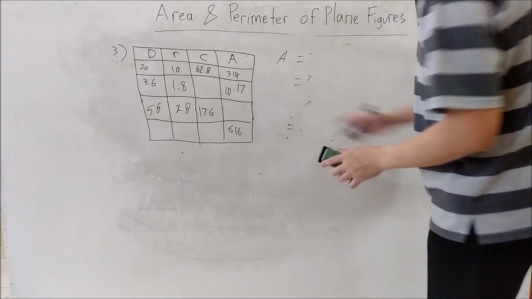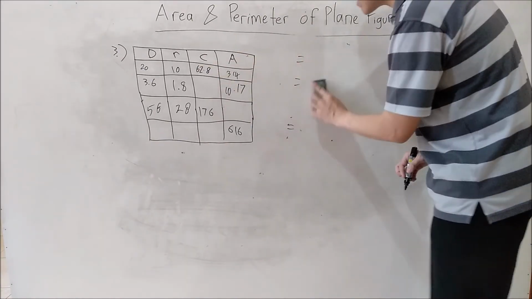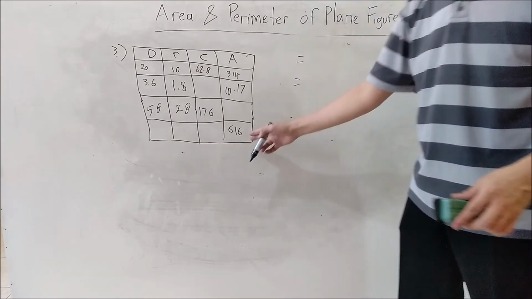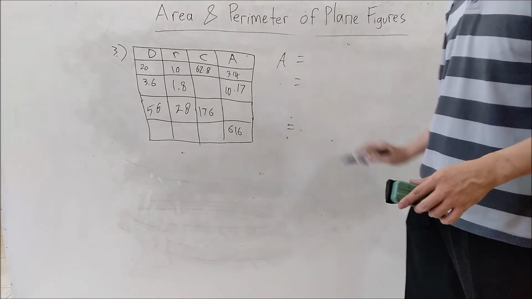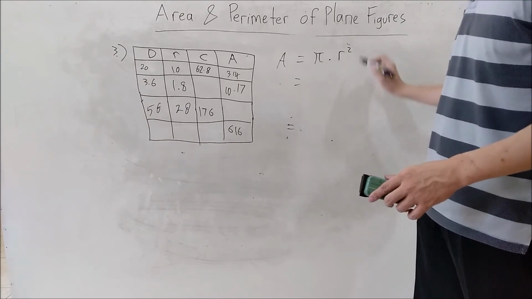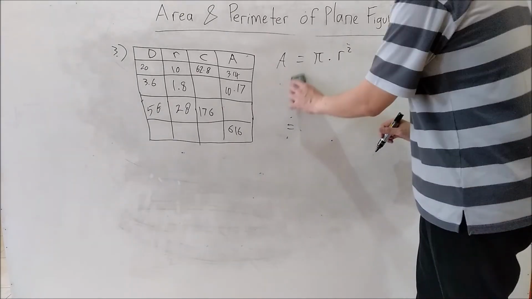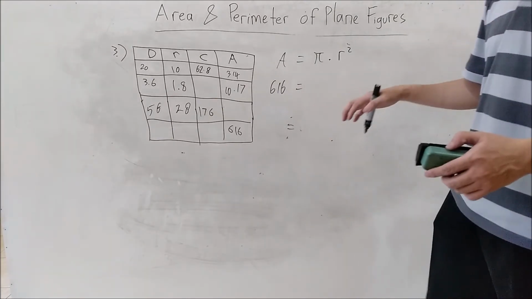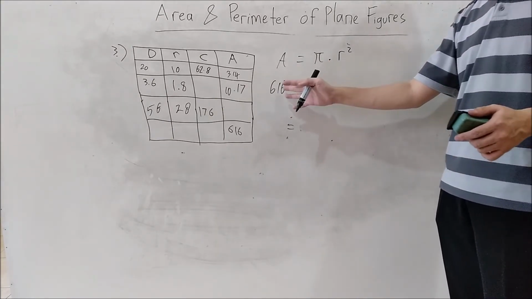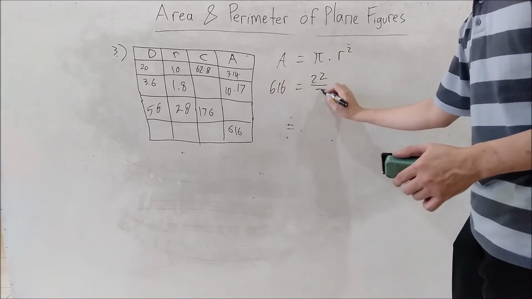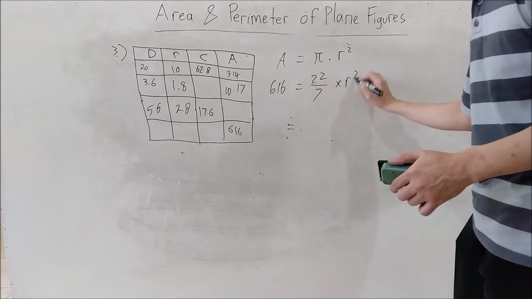Let's get into number 3. What is the diameter, radius, and circumference if we know the area? So we will write the formula first. Area is pi times r square. So in this case, I had this 616 equal to, I believe this number is divisible by 22. At least I can divide it by 2, so I will choose 22/7 times r square.